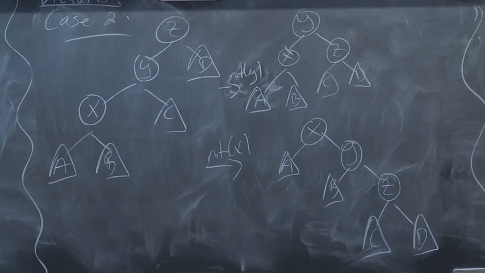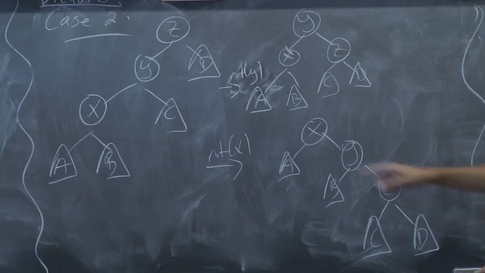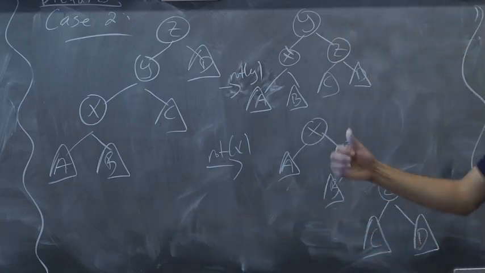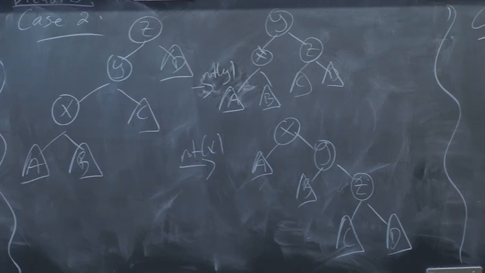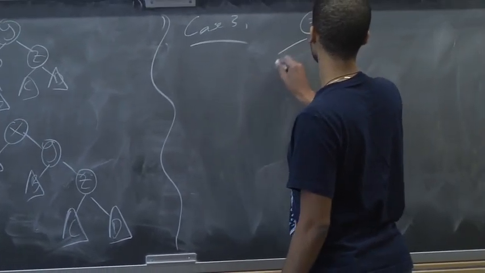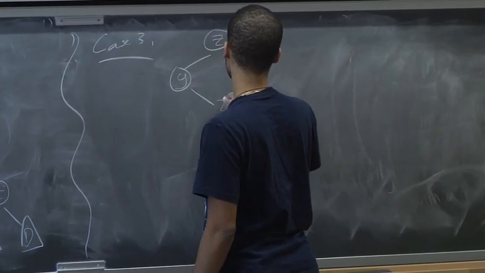Whereas case 3, sorry, case 3, right, so this was, we went left and left. There's an analogous picture for going right and right. I'm not going to draw it. Case 3, things go in different directions. So we have z up here. We go left to y, then we go right to z, to x.